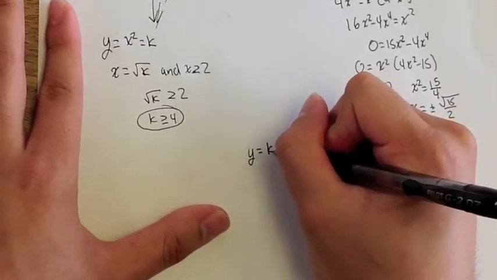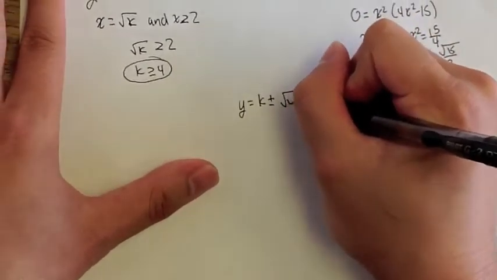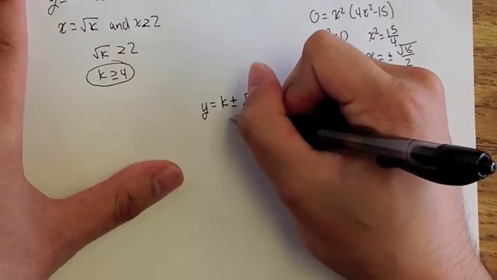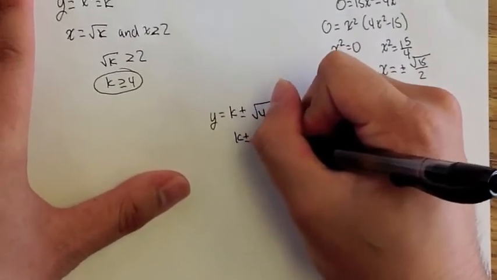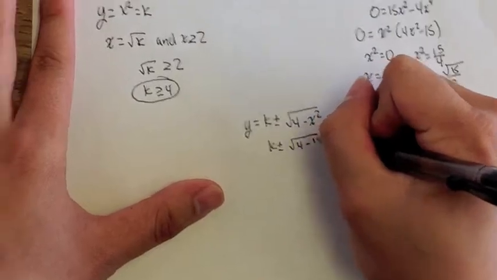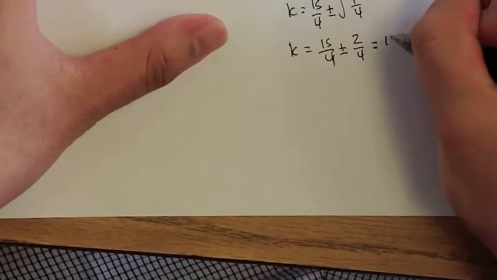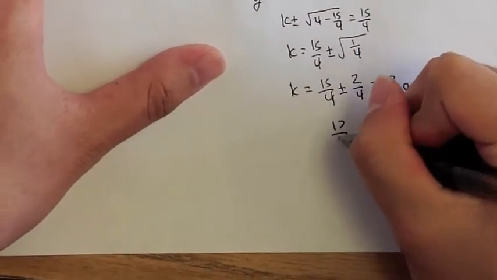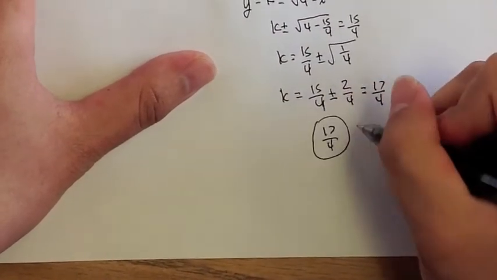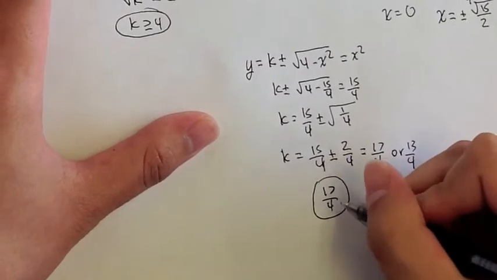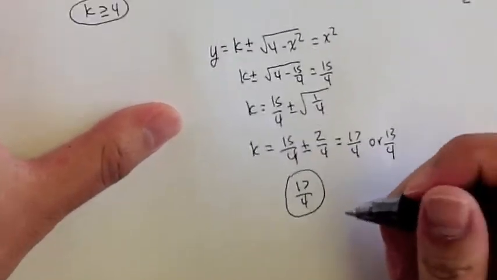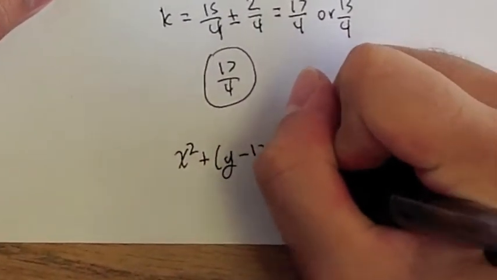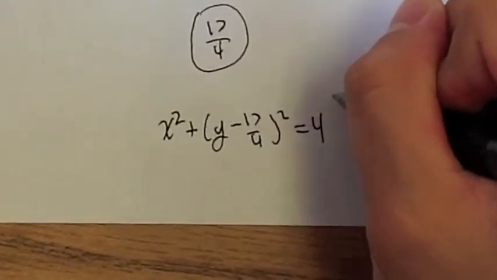So now when we go back to our circle equation, we can plug in the x value we found earlier, plus or minus root 15 over 2, and solve for k. Remember that we just found that k has to be greater than or equal to 4. So we can rule out the 13 over 4 value because it doesn't fulfill that requirement. Alright, so now I got 17 over 4, so simply I just have to plug it into the equation. And perfect. I got the answer.